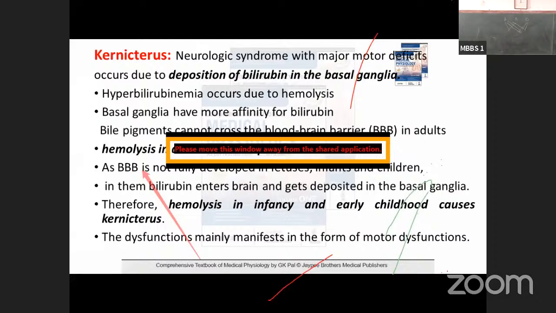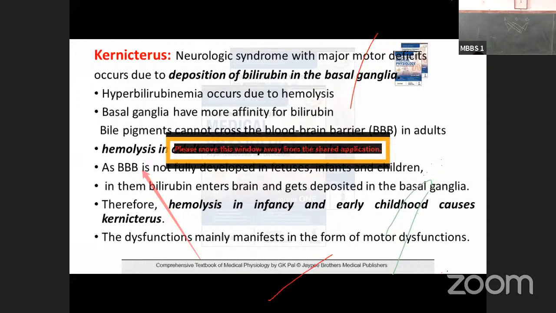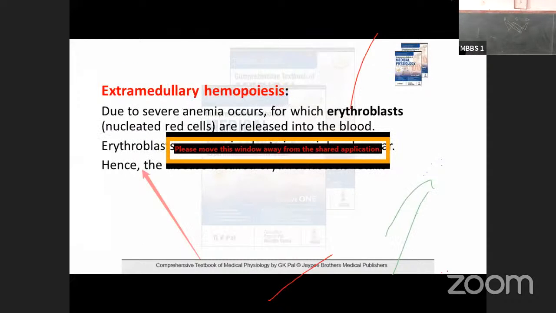and it is called Kernicterus, where motor dysfunctions occur. So the motor control of the body will be lost because in the basal ganglia, there are nuclei which control our body, and this bilirubin which is deposited in the basal ganglia affects motor control and causes motor dysfunctions. Extramedullary hematopoiesis occurs because of the severe anemia in the erythroblastosis.